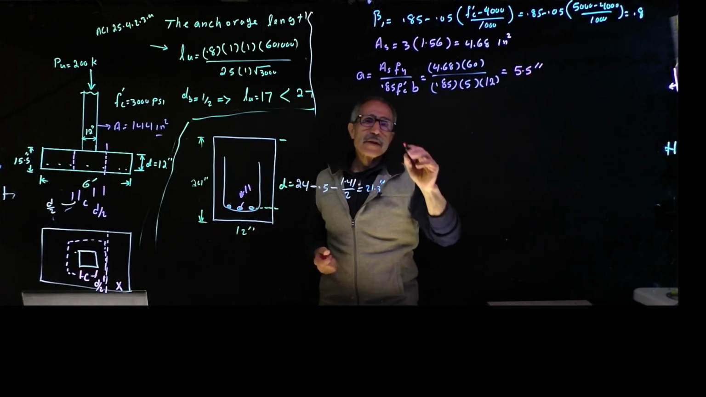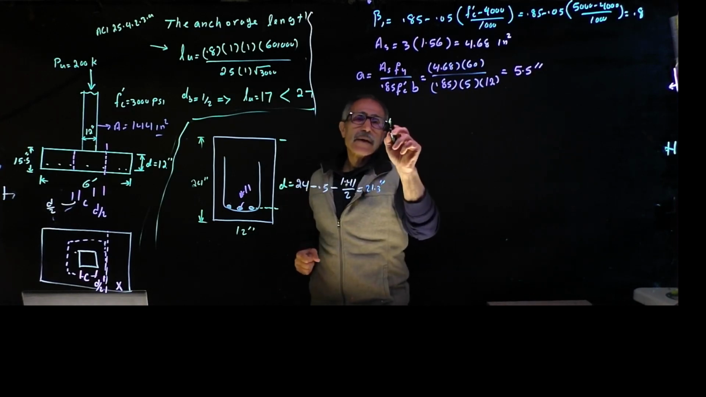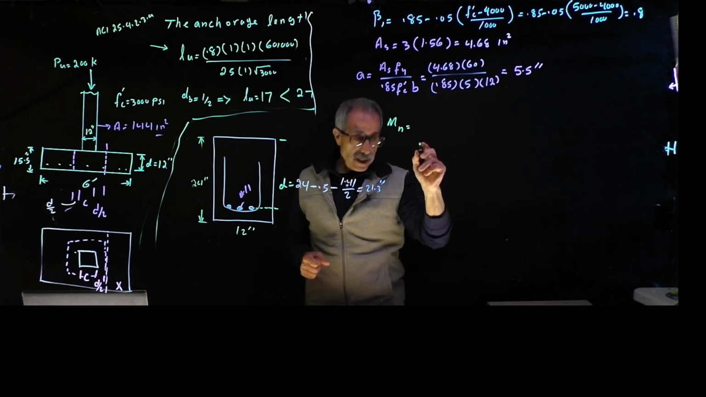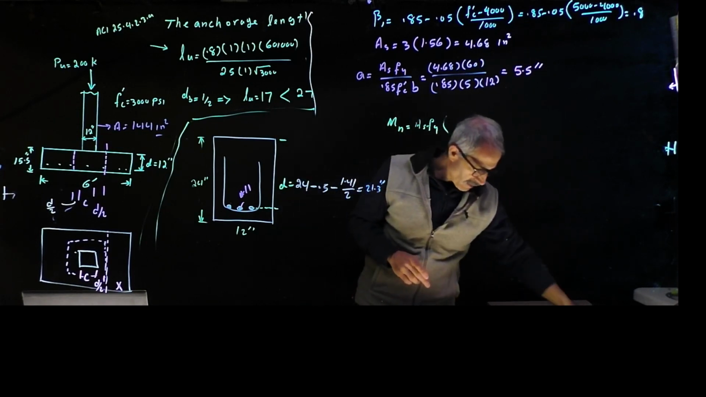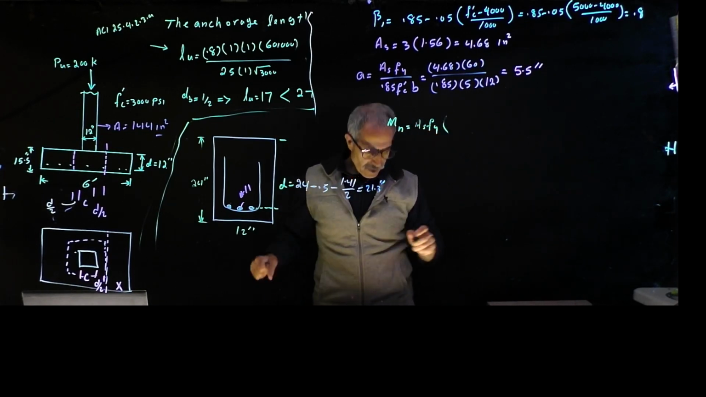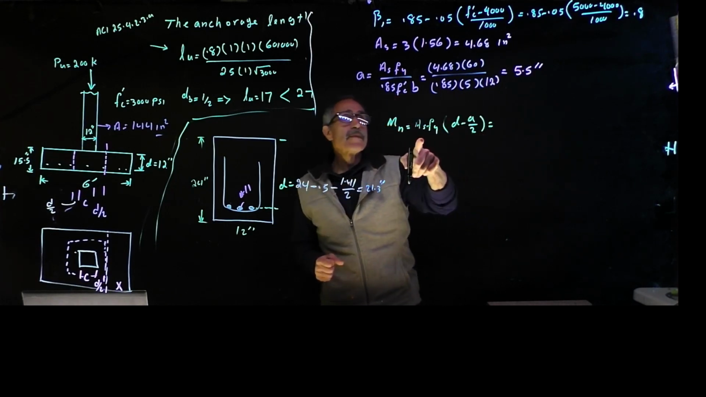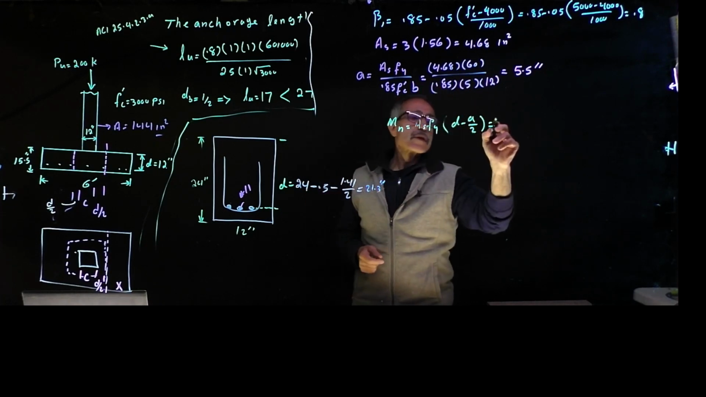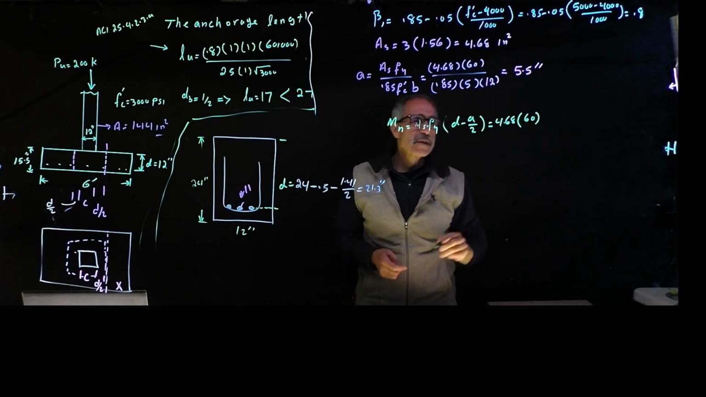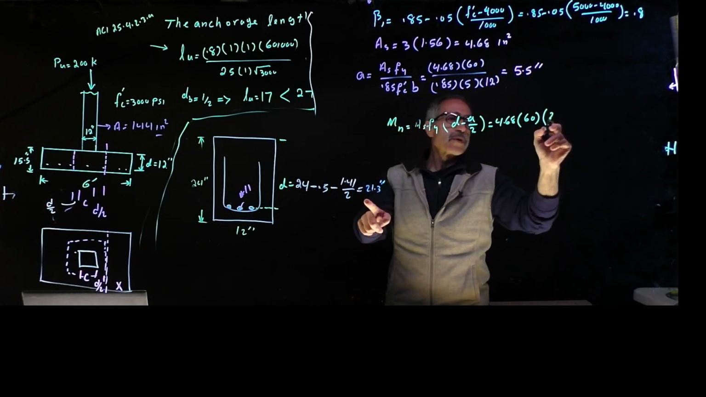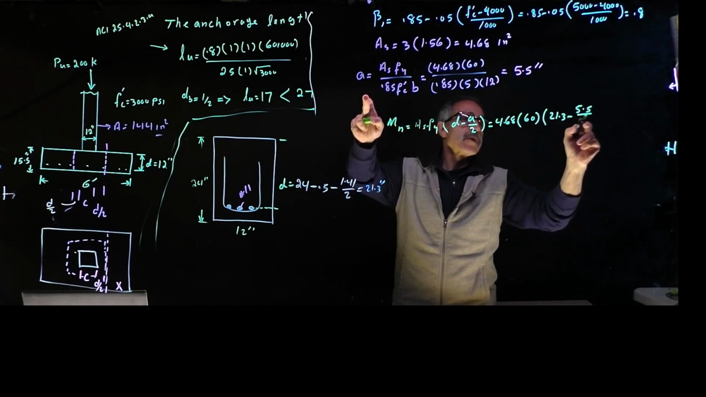Then you just plug into the equation, really. The moment they're looking for, Mn, is equal to As fy times (d minus a divided by 2). So As came out to be 4.68 times 60 ksi for the steel, times d, which came out to 21.3 inches, minus a divided by 2, 5.5 divided by 2. Check my math.